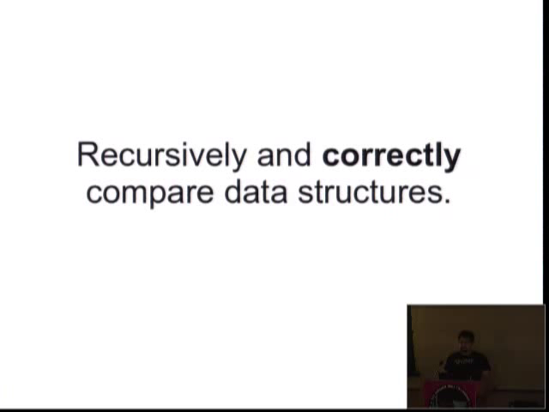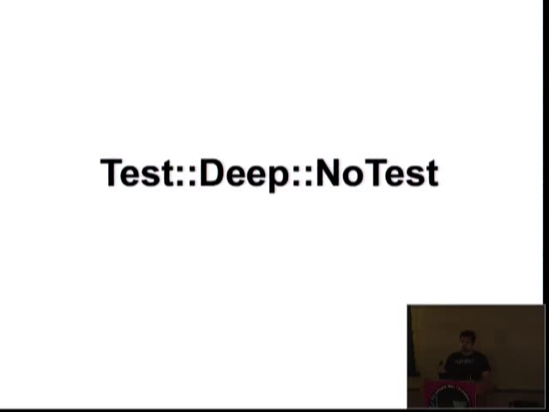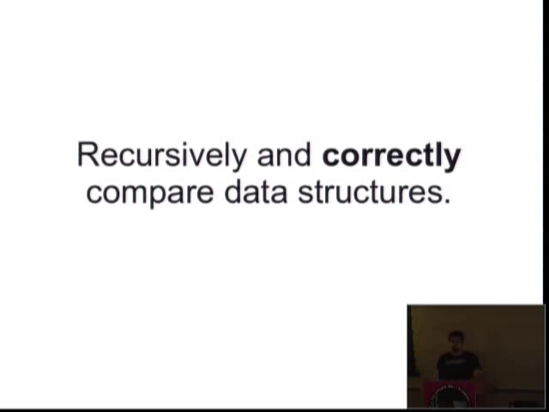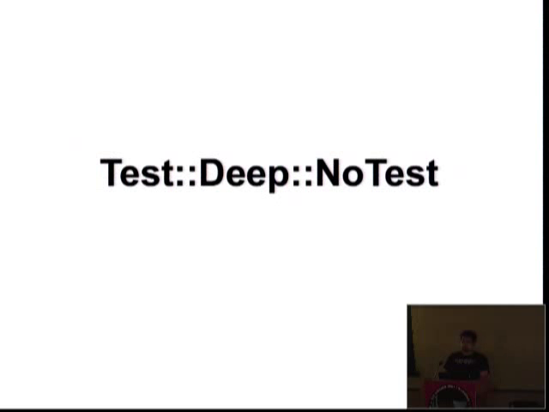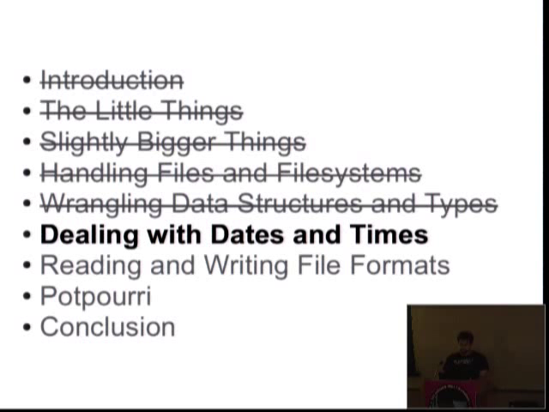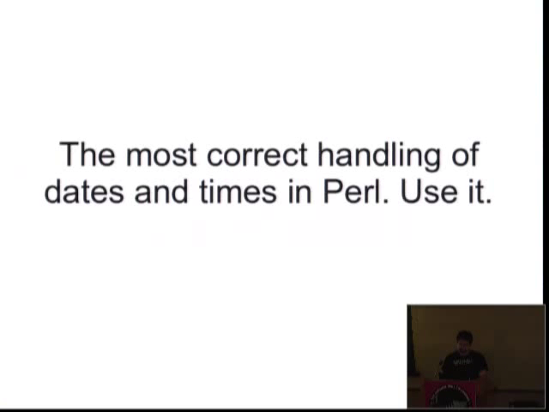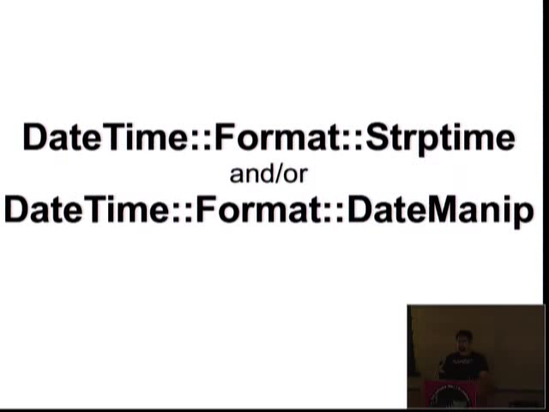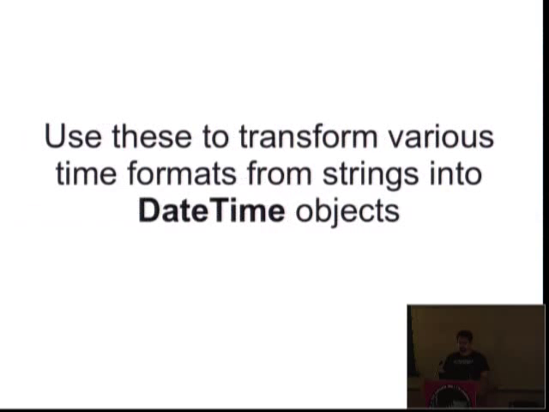So comparing data structures, you can use Data::Compare to recursively and correctly compare data structures. You can use Test::Deep, or Test::More, which has more functionality than Data::Compare. All right? And do you guys mind if I skip over dealing with dates and times? Good. So basically, use DateTime. Use DateTime and its friends. Use these to get information and to parse it and turn it into a Unix timestamp. Okay.